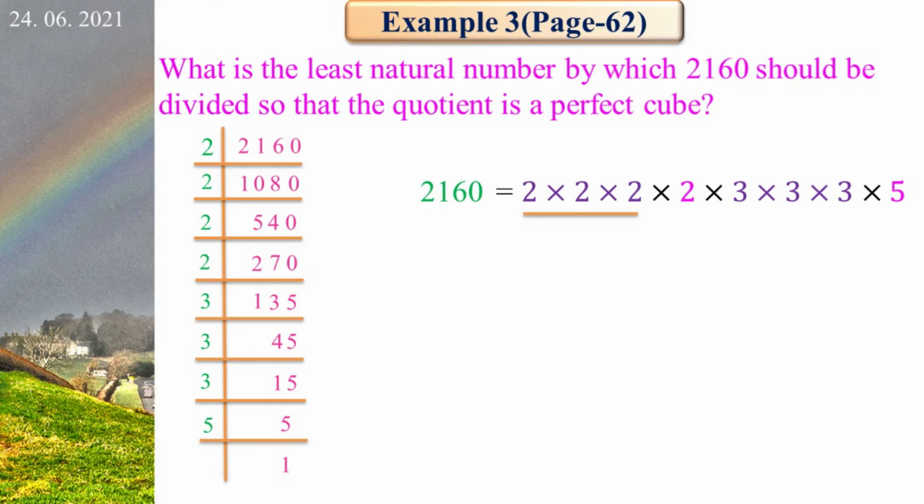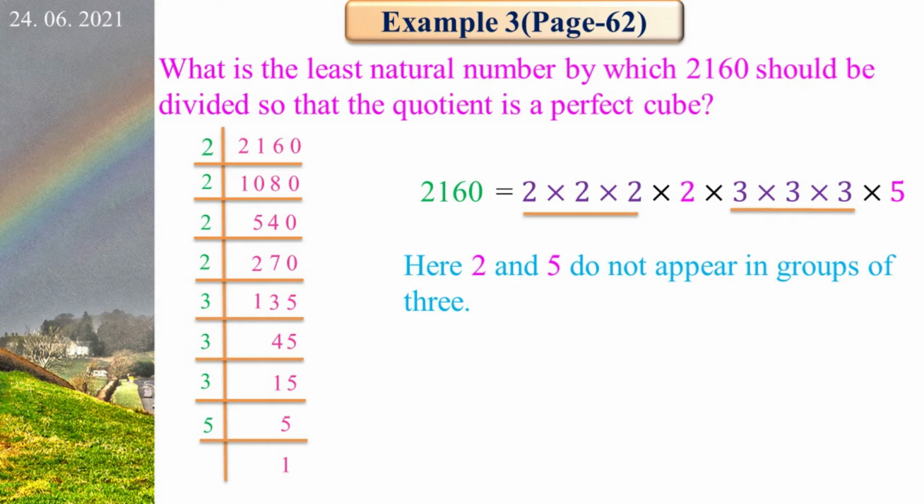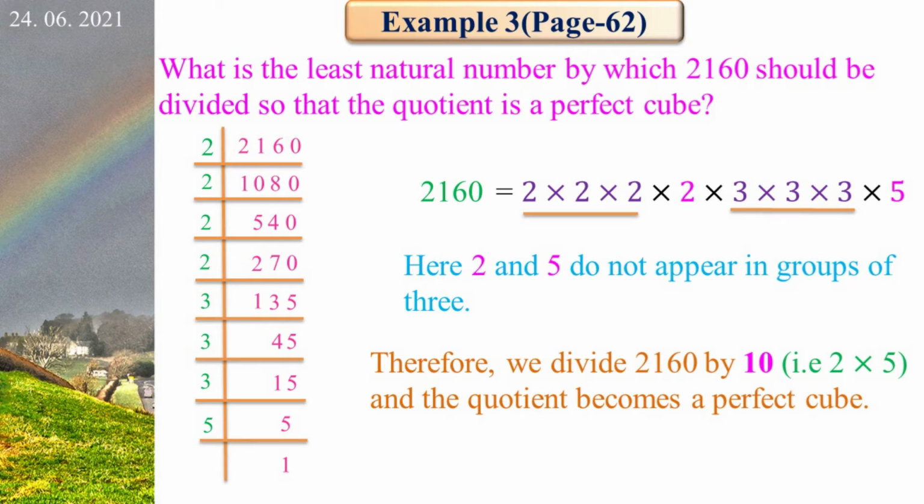See the factors. 2 into 2 into 2 and 3 into 3 into 3 are equal factors. Both appear in groups of 3. Other factors 2 and 5 do not appear in groups of 3. For making a perfect cube, we are required to divide the given number by 2 into 5, which is 10. Therefore, we divide 2160 by 10. 10 means 2 into 5, and the quotient becomes a perfect cube. 2160 divided by 10 is equal to 216. 216 is a perfect cube.